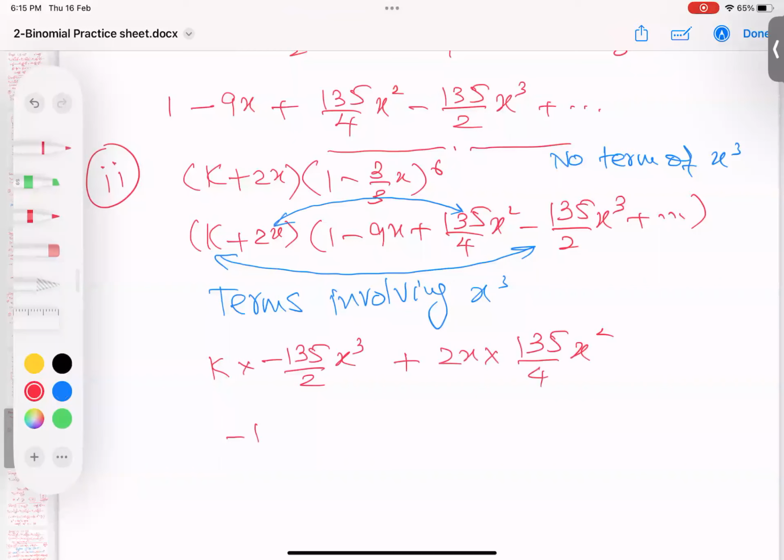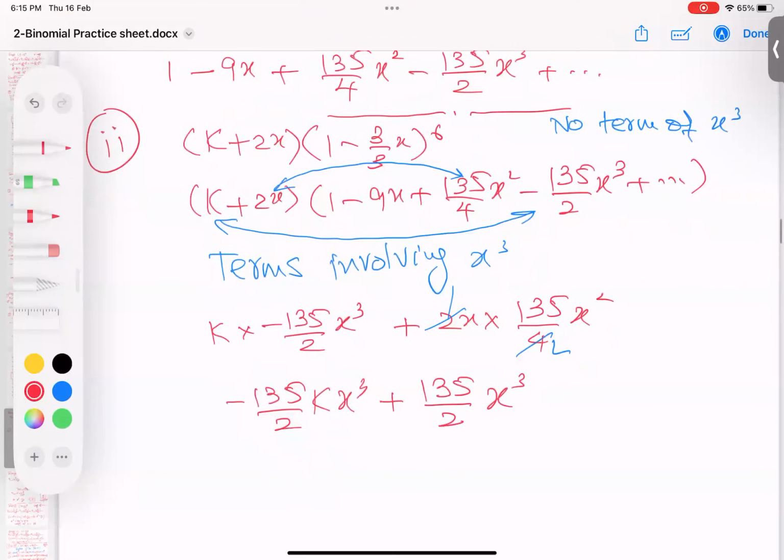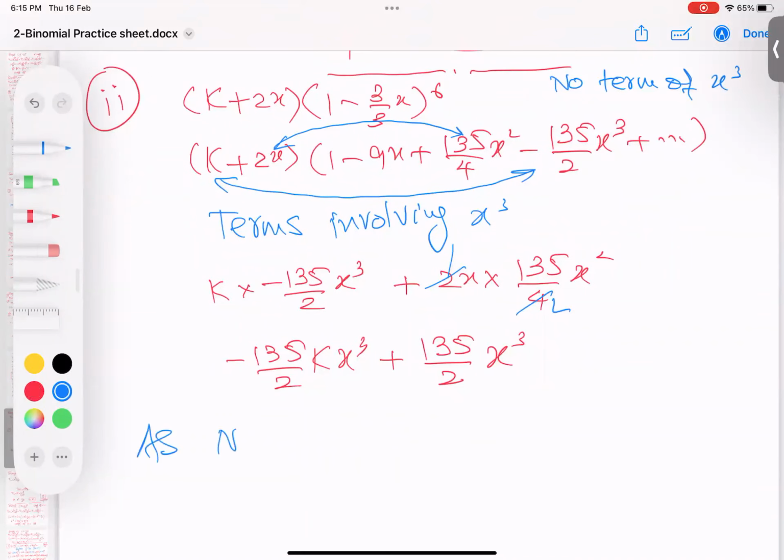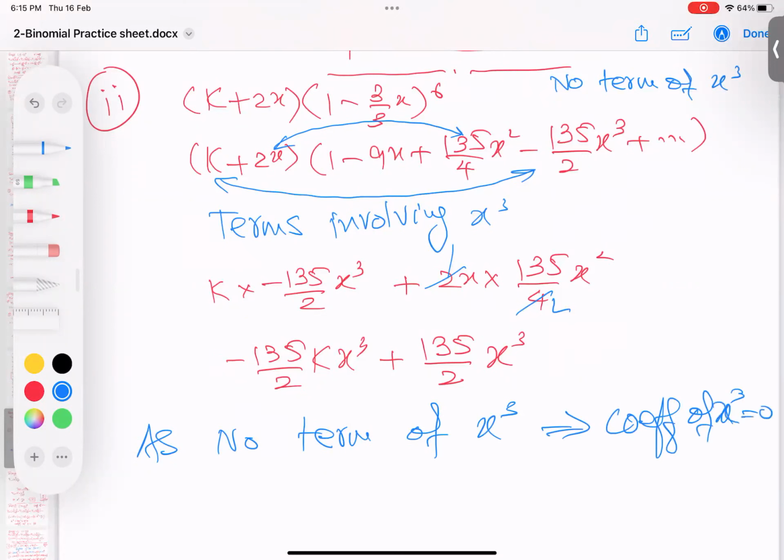This is coming negative 135 over 2 times 2k x cube. What about this? The 2 ones are 2, and 2 twos are 4. So I'm writing here plus 135 over 2, and x square into x will give you x cube. Now I'm writing: no term of x cube. It means that the coefficient of x cube equals 0. Confirmed. This is called the coefficient of x cube, and this is also the coefficient of x cube, and I will take them equal to 0.